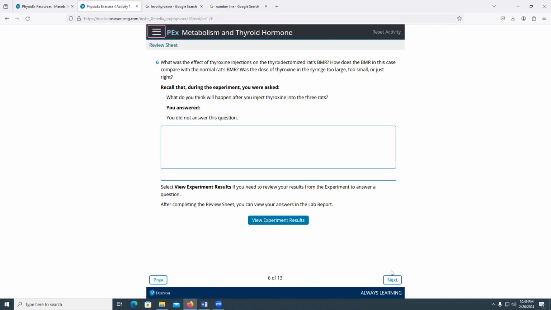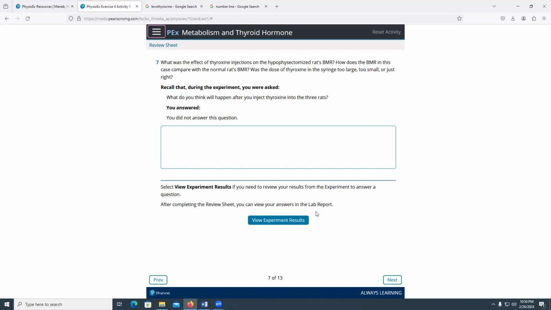Was the dose of thyroxine in the syringe too large, too small, or just right? It is a little low. Because the basal metabolic rate did not go exactly to match my normal rat's BMR, that means the dose was too low. So the basal metabolic rate increased for the thyroidectomized rat with the thyroxine injection.